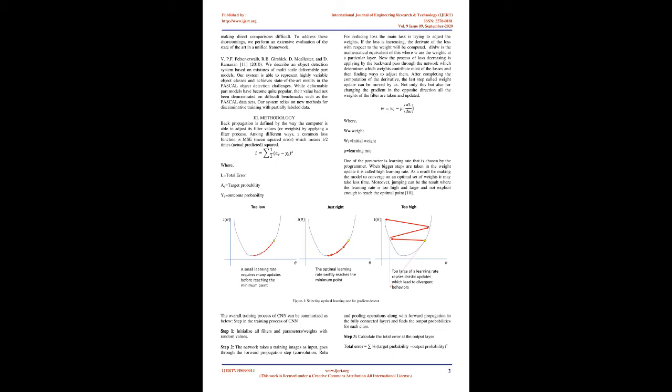When bigger steps are taken in the weight update, it is called a high learning rate. As a result, for making the model converge on an optimal set of weights, it may take less time. Moreover, jumping can be the result where the learning rate is too high and large and not explicit enough to reach the optimal point.